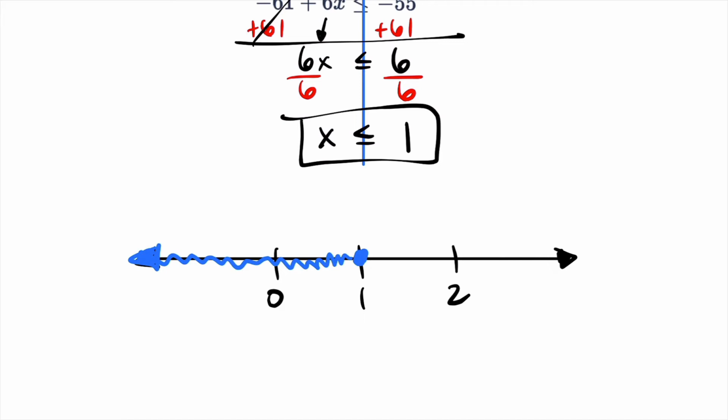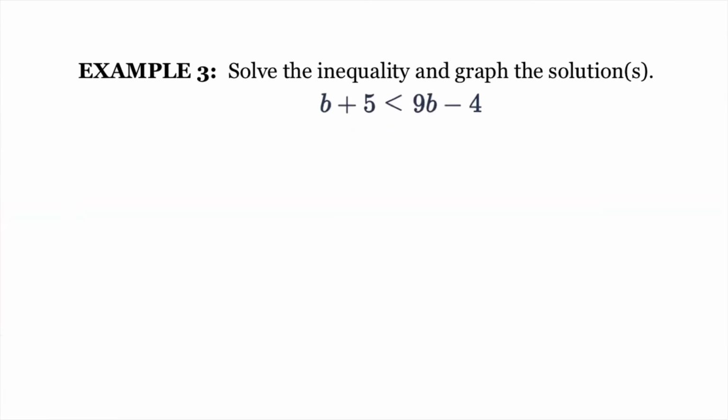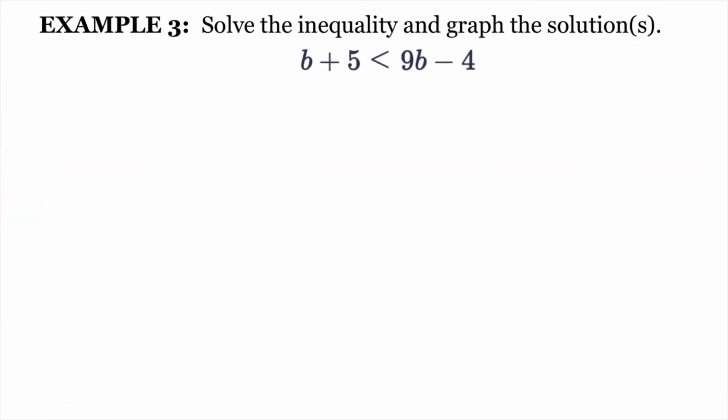Okay, so what I want you guys to do right now is do number 3. Try number 3. You're going to get an ugly answer. It's okay. It's not going to be a nice, pretty number like we've gotten. It's going to be a fraction. It's okay. All right, so try that one on your own, and we'll go over it in a few minutes.